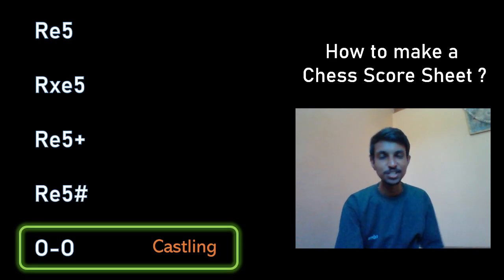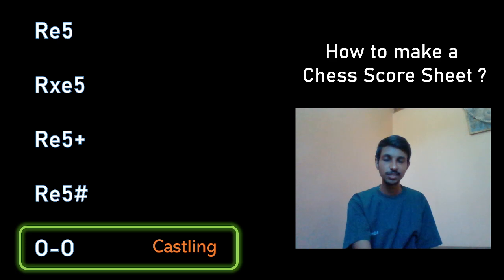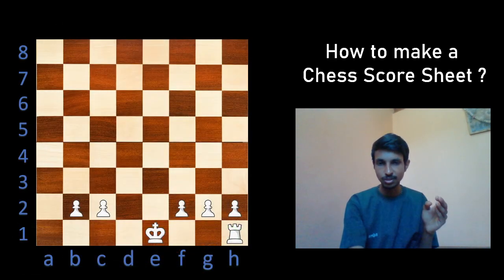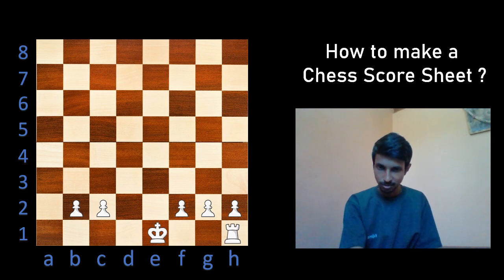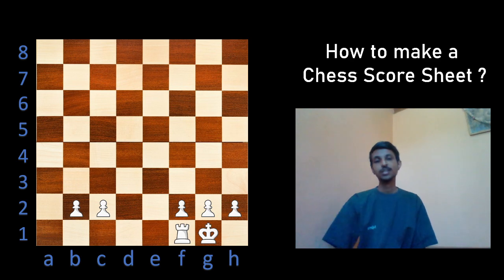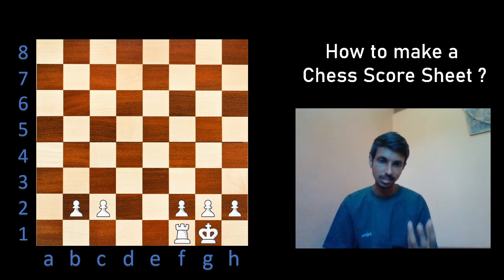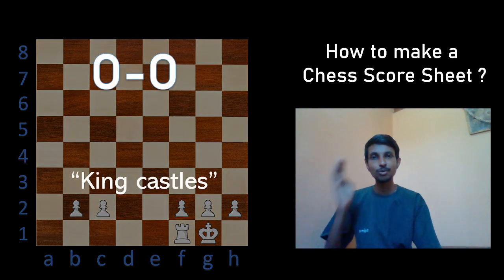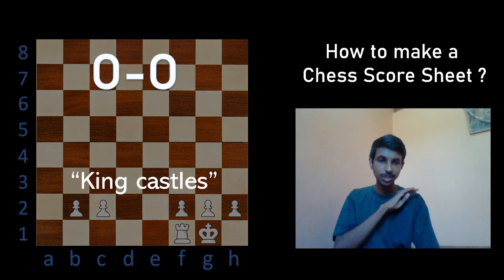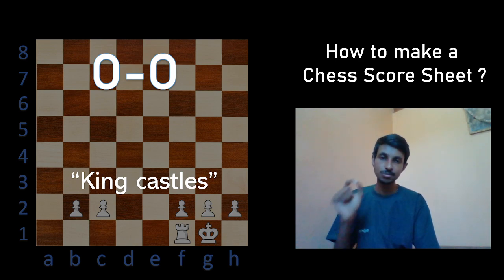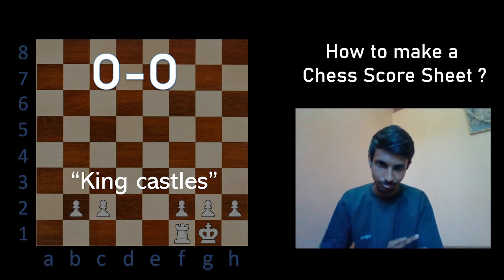And the last one is a special one. There is a special move in chess called castling, where the king and the rook switch positions. Now look at this. Yeah, they both switch positions in between, and this kind of move is called castling. It happens only once in the game, so you just need to write it as O-O. You need not write the king or rook or anything, just O-O represents the move castling, or you read it as the king castles. Both are the same.